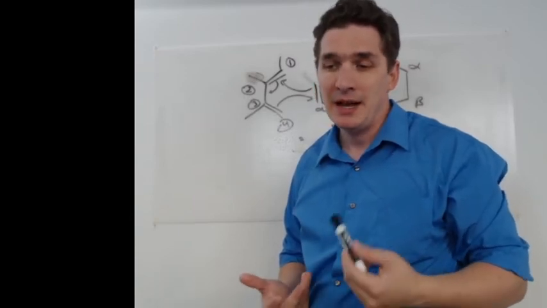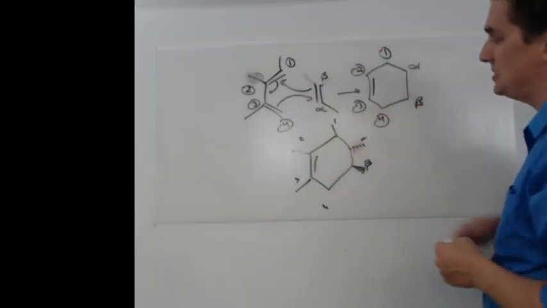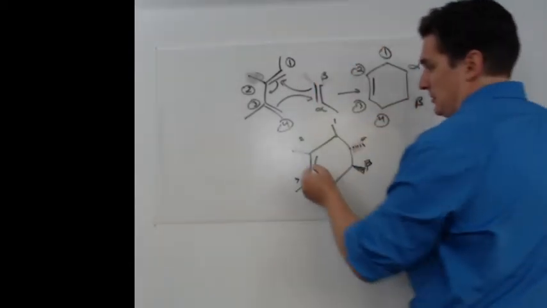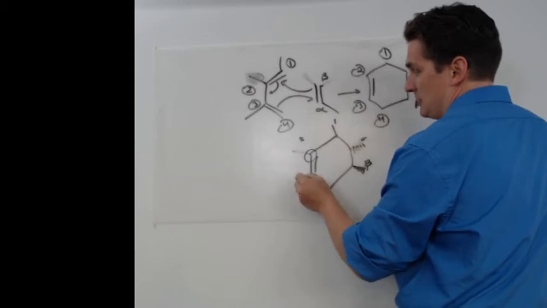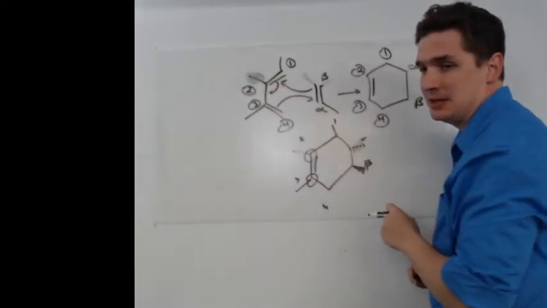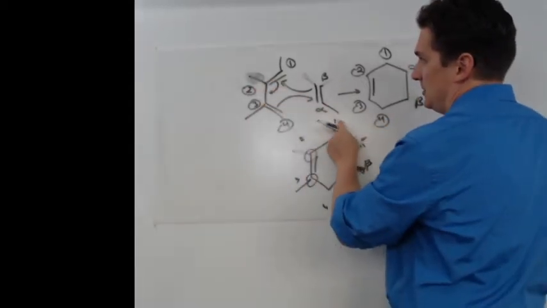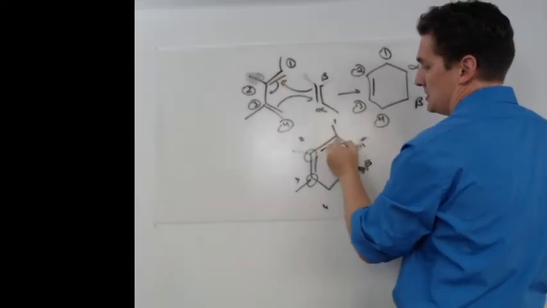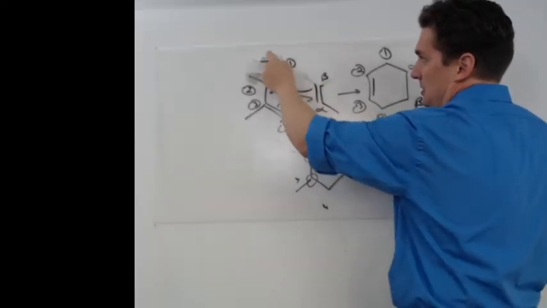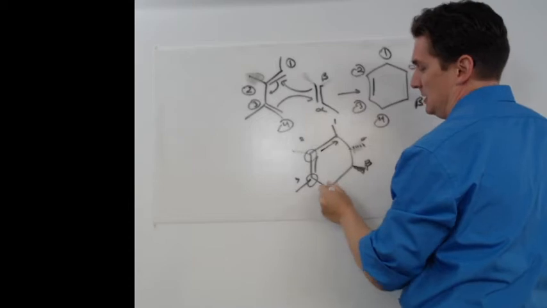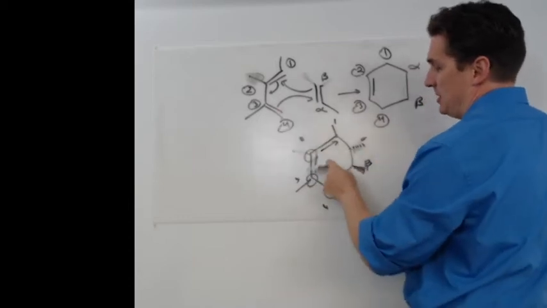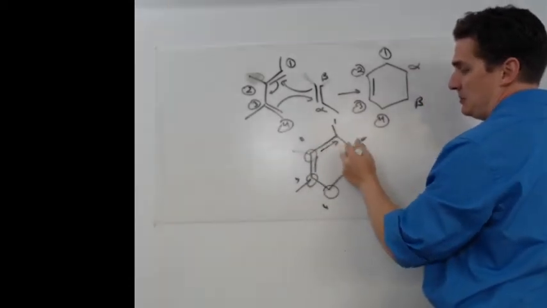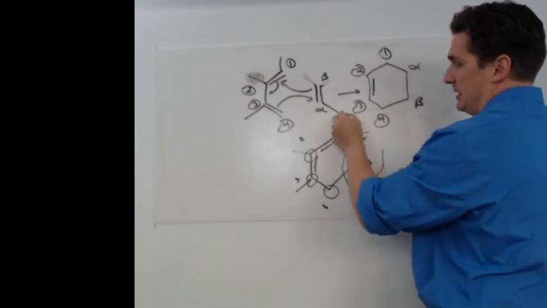Going backwards, it works the same way. Look at your cyclohexene. Wherever you see that double bond, this is the second and third carbon in the diene. Whatever's above it, you're just going to write up here with a double bond. Whatever's below it, you can write down here with a double bond. And whatever's opposite that double bond, that's going to be your dienophile.